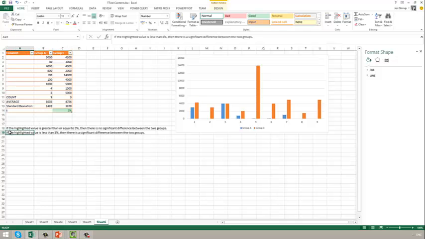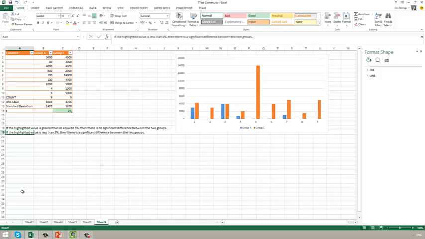And that basically means that if the highlighted value is less than 5%, then it's most likely that there's a significant difference between the two groups. If the value was greater or equal to 5%, then it would show that there was no significant difference between the two groups. So why do we choose 5%? In science, we specify 5% because it's equal to 1 time out of 20 that the result is due to chance.